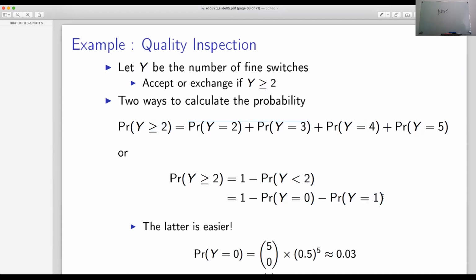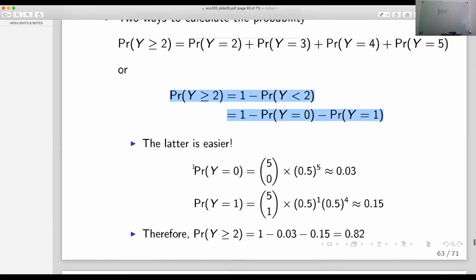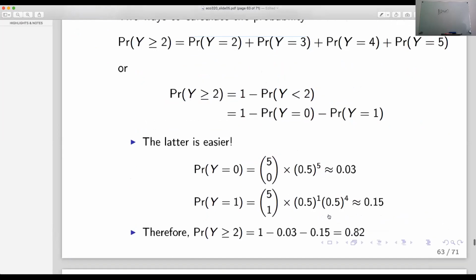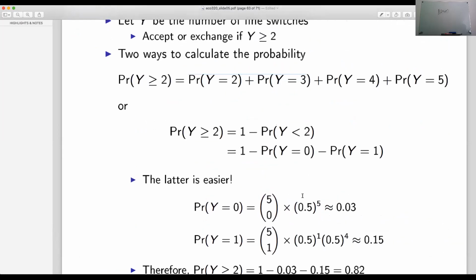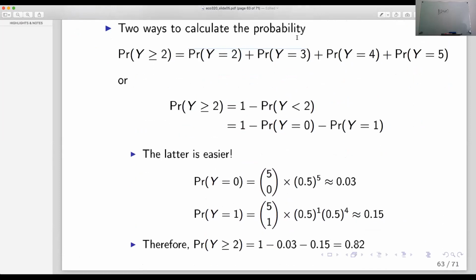If you need to do this by hand, this would be much faster because you don't have to calculate all the others. You can just calculate the probability of Y equals 0 and the probability of Y equals 1. Therefore, this is your answer. Make sure you spend a lot of time on this and get the final answer I did, okay?